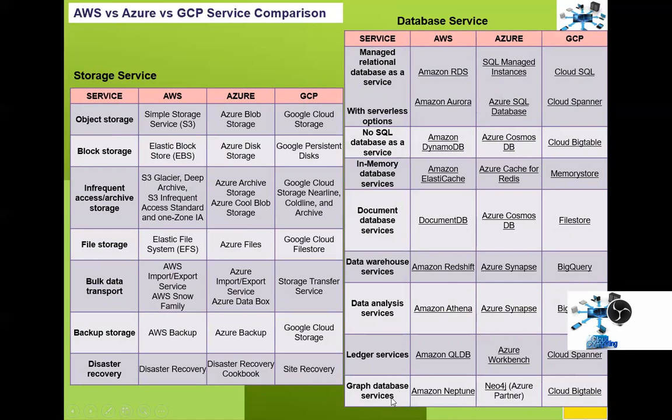Ledger service, this is another very important one. Graph database service, Amazon Neptune and Neo4j on Azure, right? Cloud Bigtable again by GCP, right? So that is about the database services comparison. All right, let's proceed further.